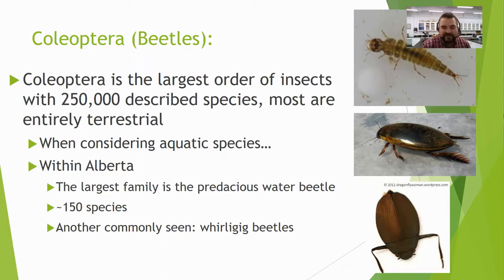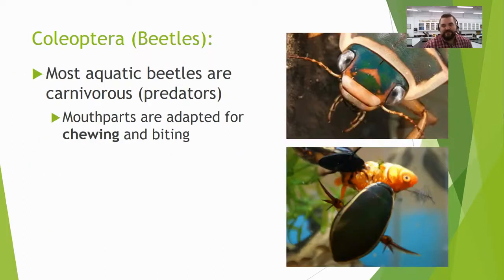So when considering just those aquatic species within Alberta, here where I'm sitting, the largest family is actually the predaceous water beetle family, with about 150 species of predaceous water beetles in the province. And another that we might commonly see in a lot of our water bodies, or you might be familiar with, is the whirligig beetles. That bottom right hand photo is a great picture of a whirligig beetle. You'll see them out there zipping around the surface of the ponds. They're really famous for swimming and whirling around the surface of our small water bodies.